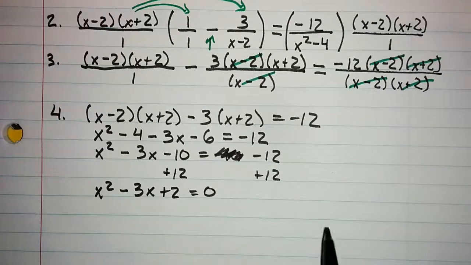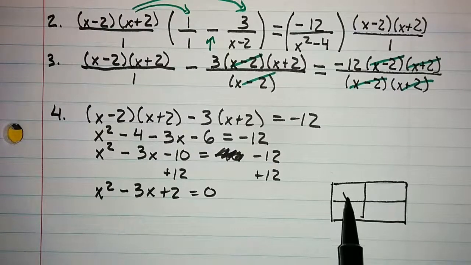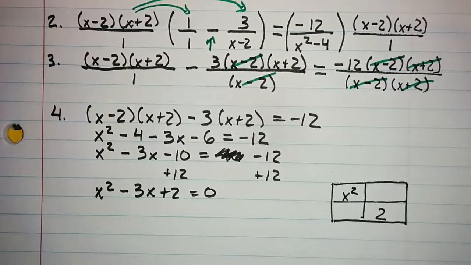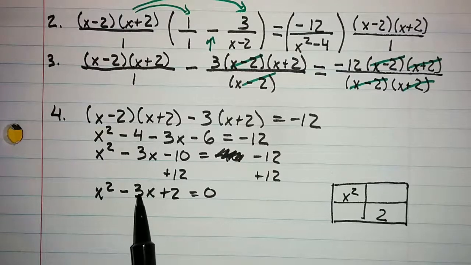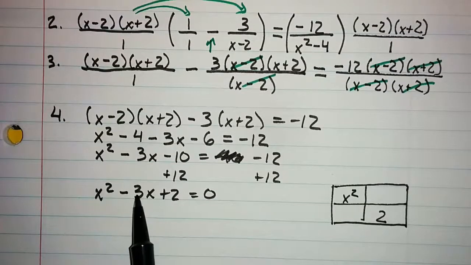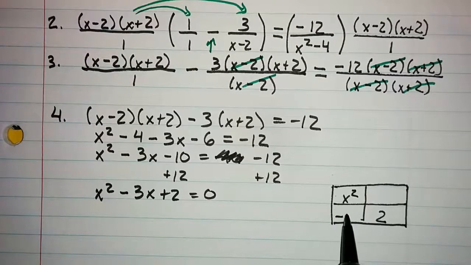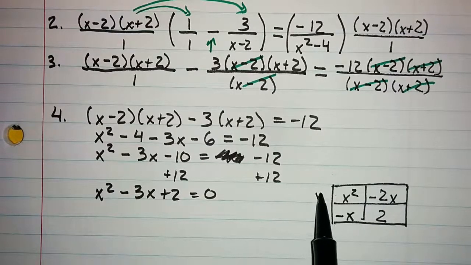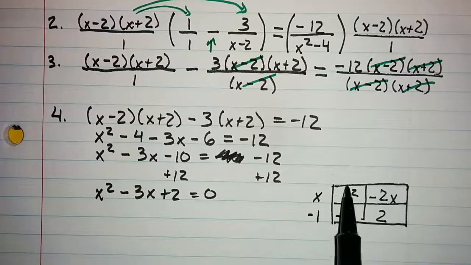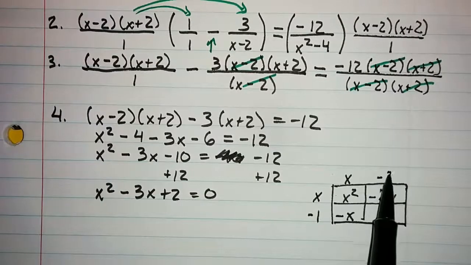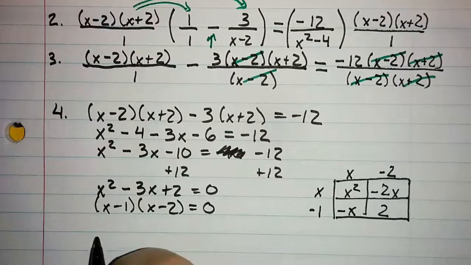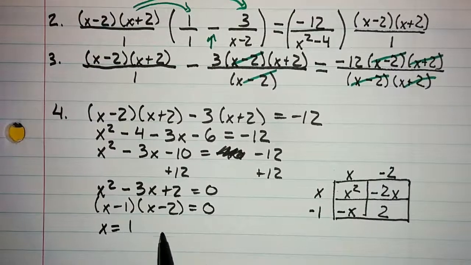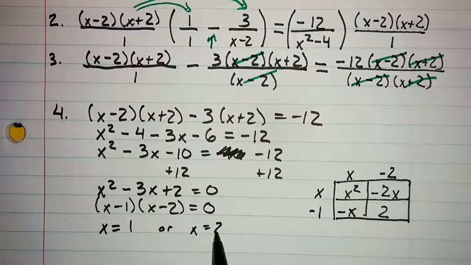Now I need to factor the left-hand side. Here I've got an x squared and a 2. I need two numbers whose sum is negative 3 and whose product is positive 2. Definitely negative 1 and negative 2 will do that for me. So here I'll have an x and a negative 1, an x and a negative 2. And so my solutions are x equals 1 or x equals 2.